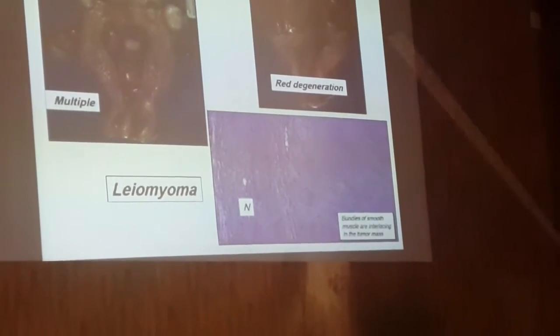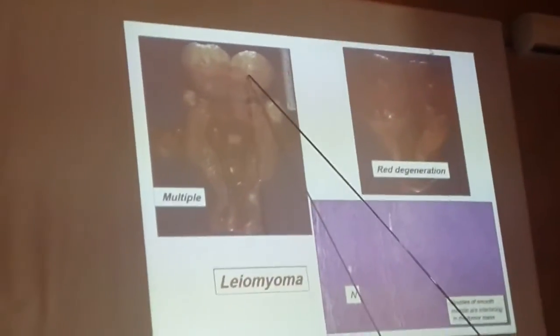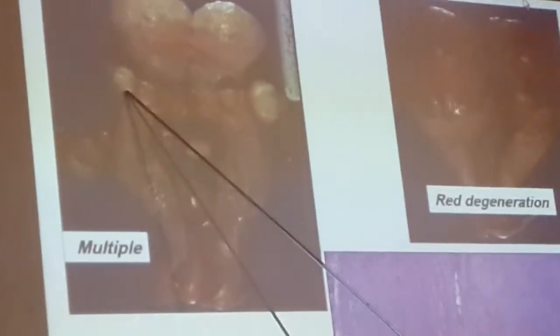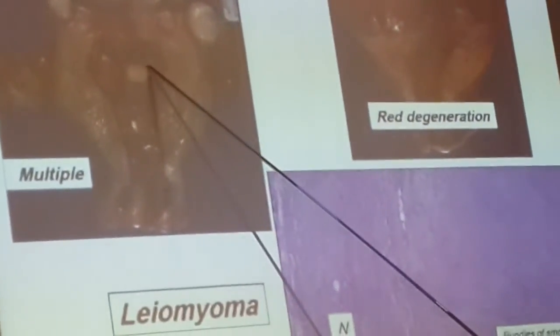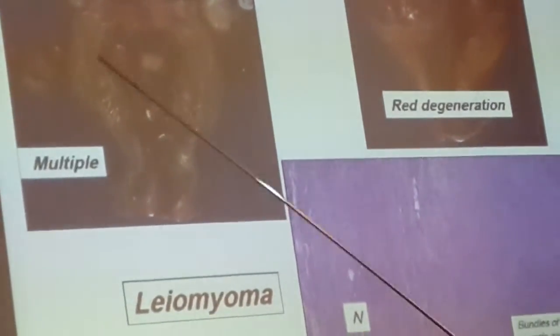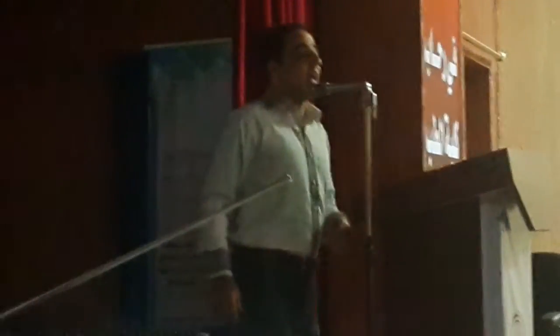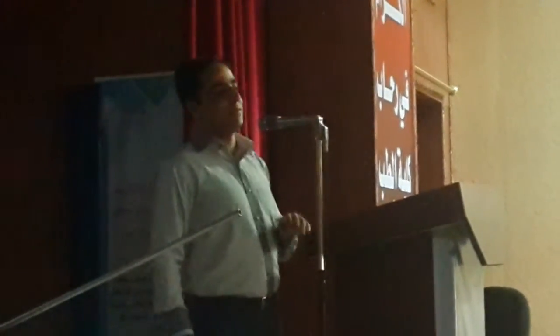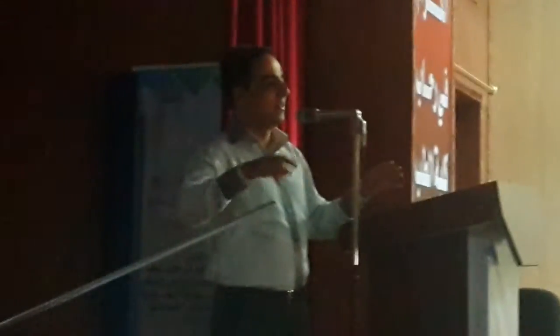Okay. 1, 2, 3, 4, 5, 6. You can find even in a single female, I have seen myself 25 leiomyomas in a single uterus, 25. All types: intramural, submucosal, subserosal also. Now I will ask you one thing. What is the type of this leiomyoma?